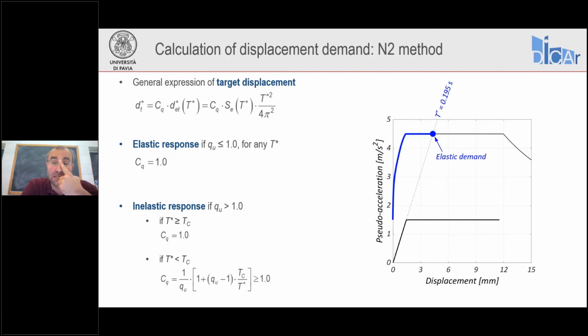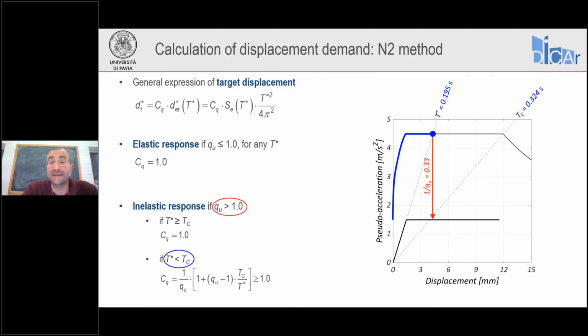So the first step is to determine the elastic demand. You remember that lines radiating from the origin of the system correspond to periods. Now, our oscillator has a secant elastic period T star of 0.195 seconds. We intersect the elastic response spectrum at this point. This is our elastic demand. We can see, of course, that the acceleration demand is greater than the acceleration plateau of the bilinear relationship.